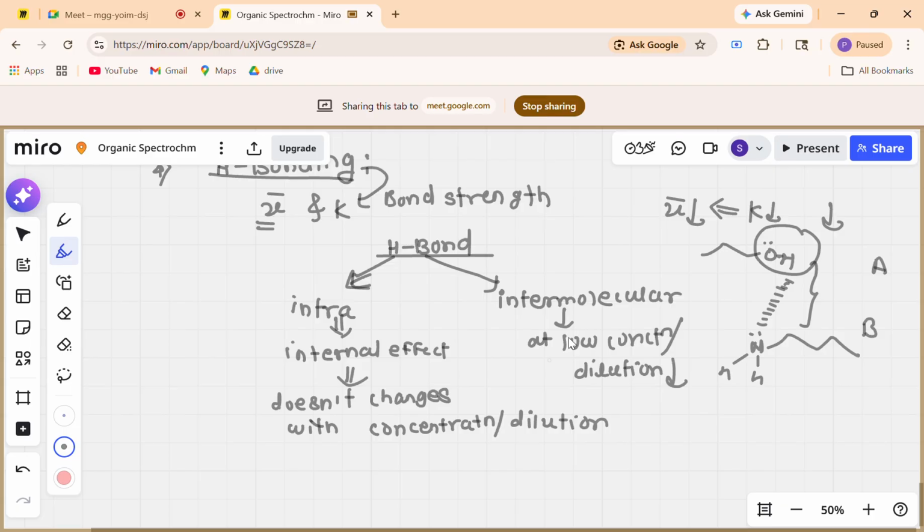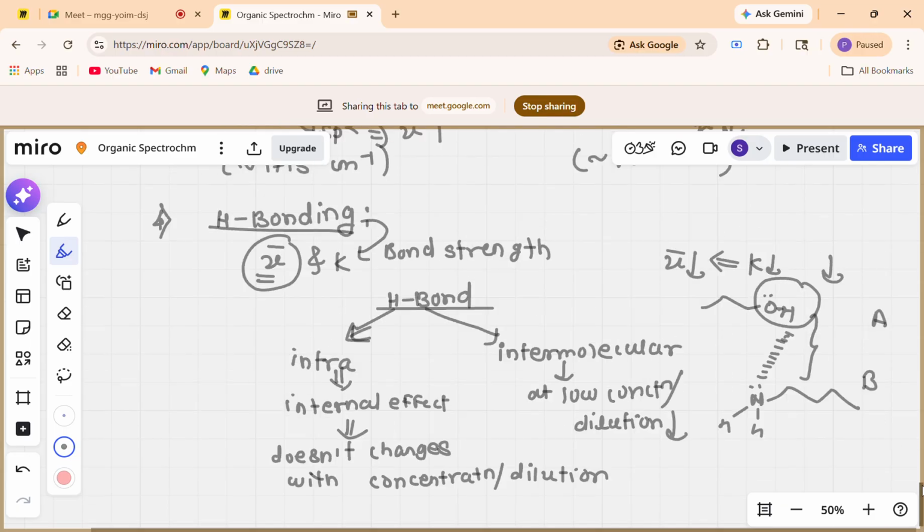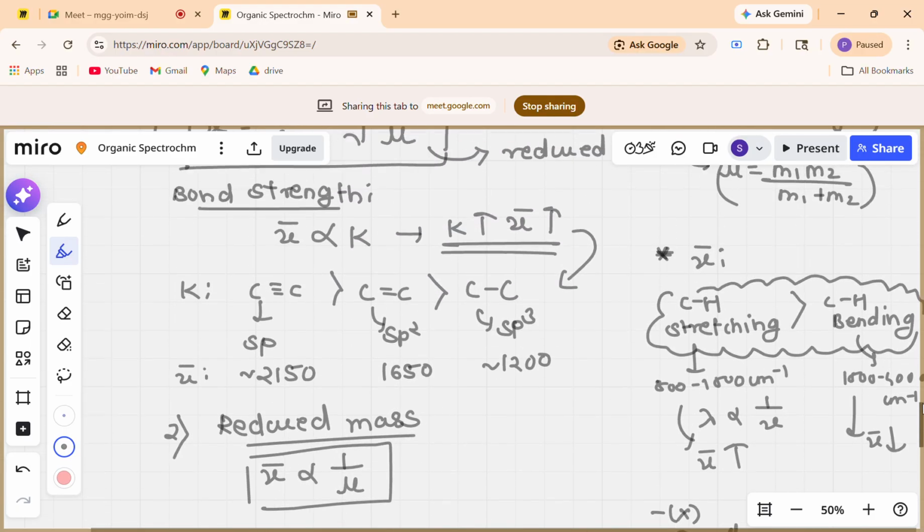But when we talk about intermolecular, if we decrease one of the components, it is going to affect the affinity of the hydrogen bond, right? And hence it affects the bond strength, and hence it affects the stretching frequency. So in this way the hydrogen bonding is indirectly affecting your stretching frequency value.